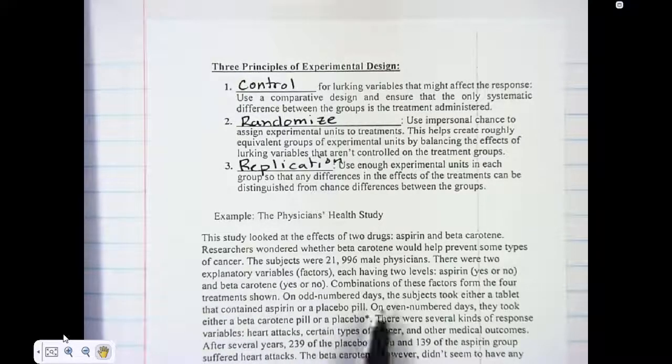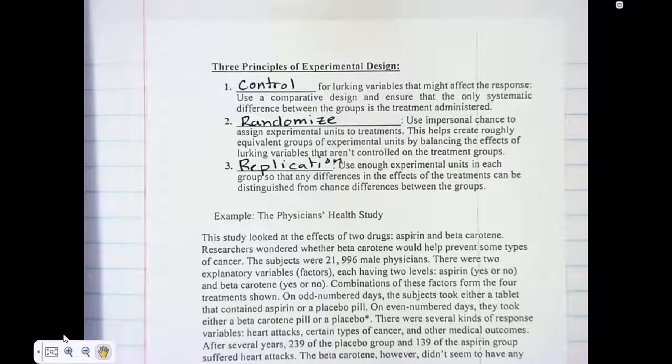On odd number days, the subjects took either a tablet that contained aspirin or a placebo pill. On even number days, they took either a beta-carotene pill or a placebo. Okay, if you don't know what a placebo is, that's kind of like a sugar pill. There were several kinds of response variables: heart attacks, certain types of cancer, and other medical outcomes. After several years, 239 of the placebo group and 139 of the aspirin group suffered heart attacks. The beta-carotene, however, didn't seem to have any significant effects.